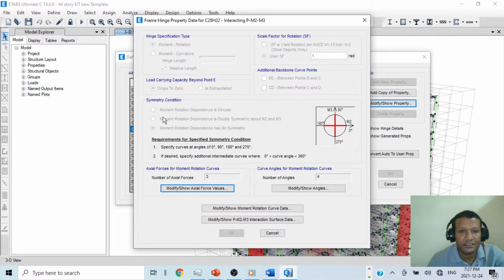The safety factors, load carrying capacity beyond point E means after the curve drops to 0, because once the ductility is finished and the force deformation curve is finished, at point E it will drop or we could extrapolate, but we make it drop to 0. No need to continue, because if you make it drop to 0, once our structure's ductility as per our assigned hinge is exhausted and the material goes into the plastic range, then the program will terminate.